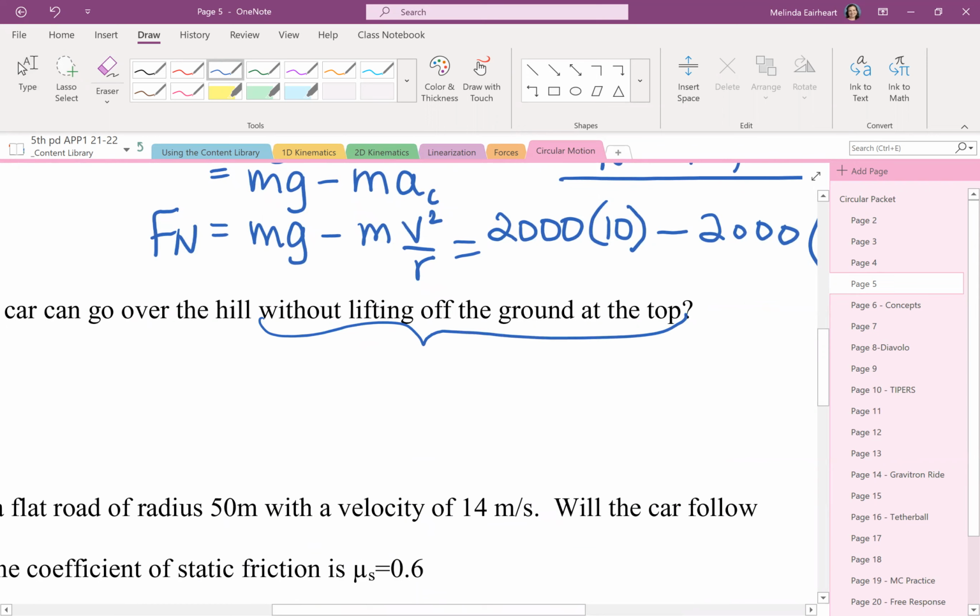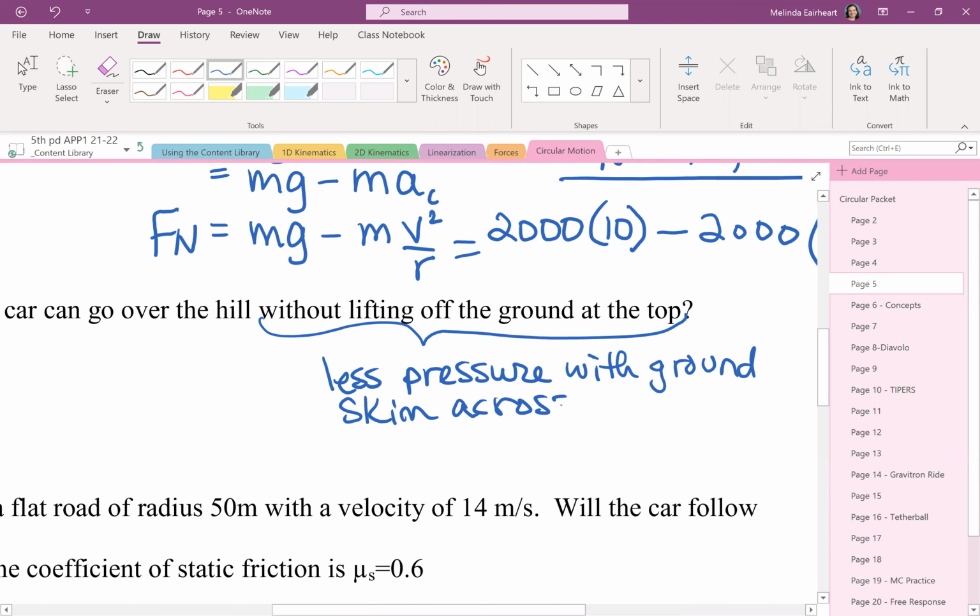Yes, we're still at the top, but you have less pressure with the ground, meaning you just skim across the top. And when you're actually riding or driving, you don't notice this. What I notice is the impact with the other side, the hill of the intersection. Less pressure. We don't really talk about pressure. It's not on the formula chart, but this pressure is the force, okay?